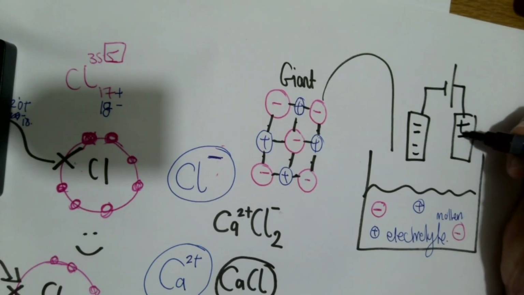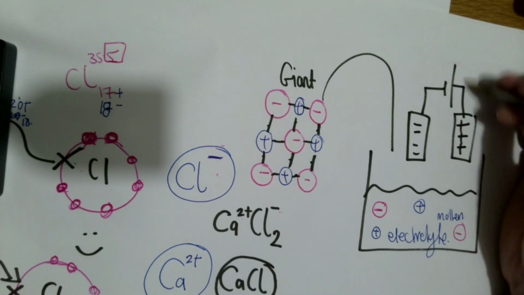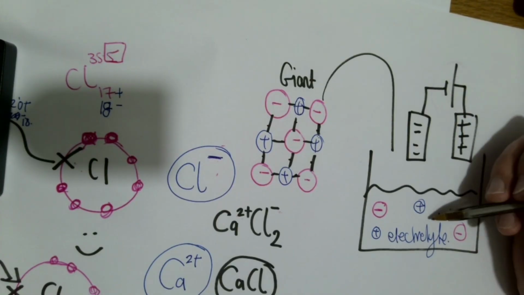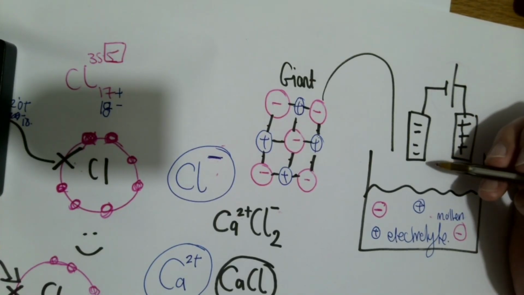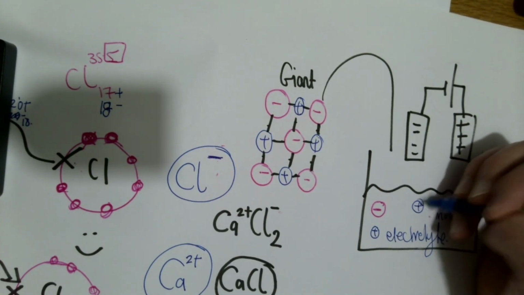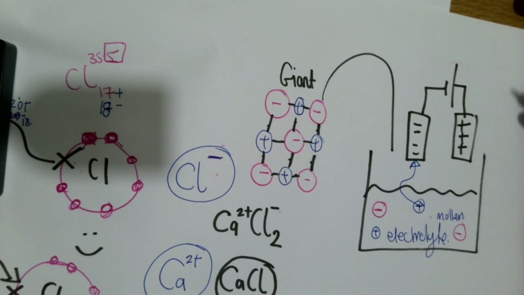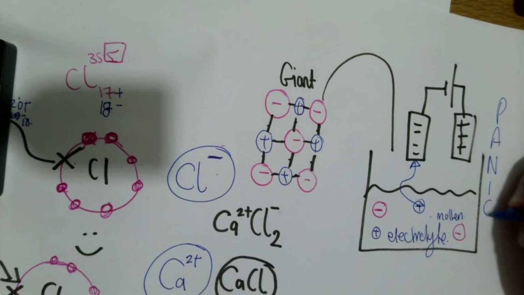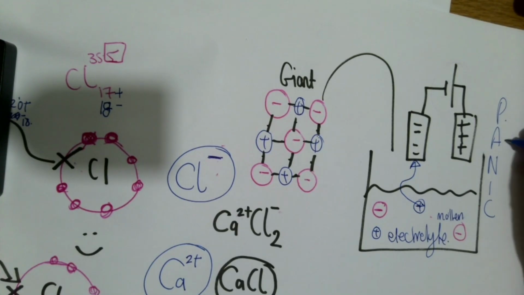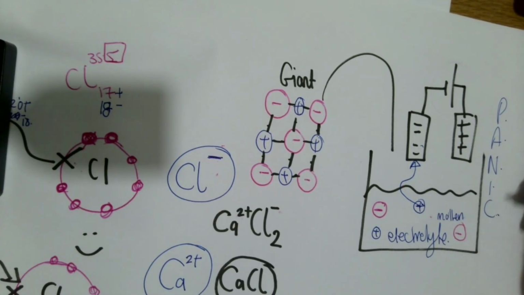So this is our electrodes. This is our cell. We turn it on, we place it into the electrolyte, and because of opposing charges, the positive calcium ion will move to the negative electrode. And there's something here we need to remember, which is PANIC. That is Positive Anode, Negative is called the Cathode.